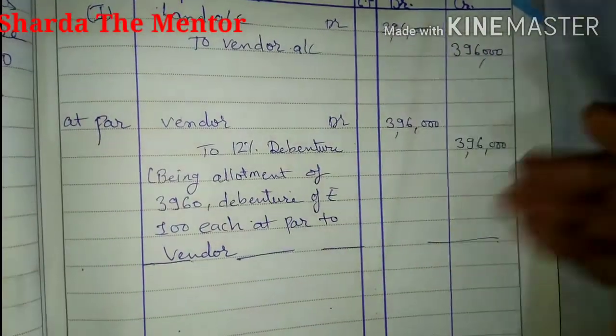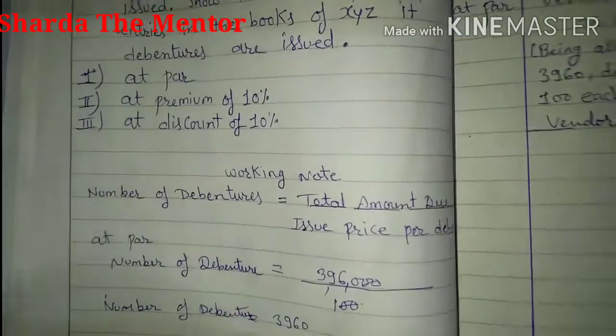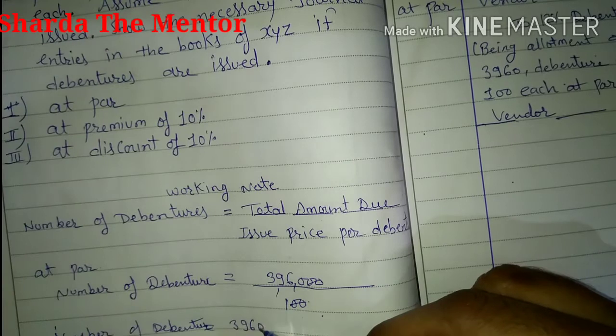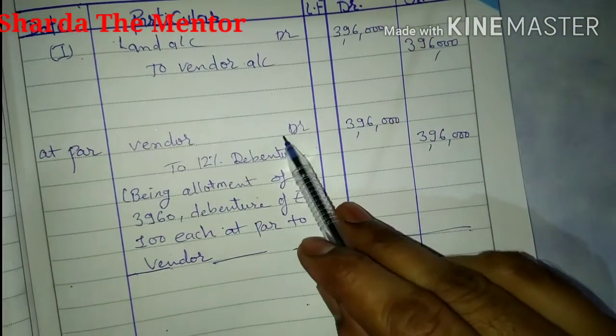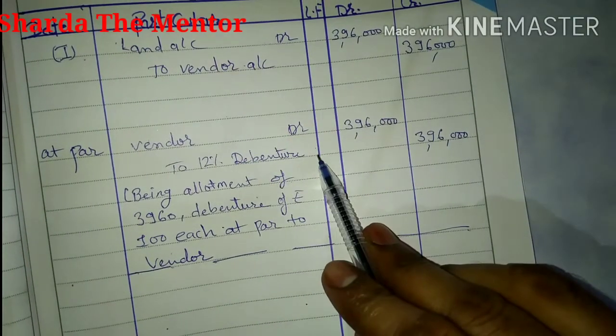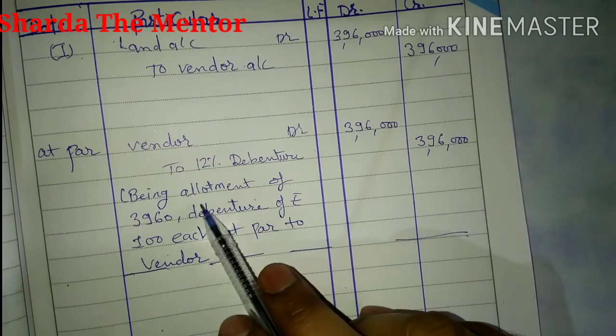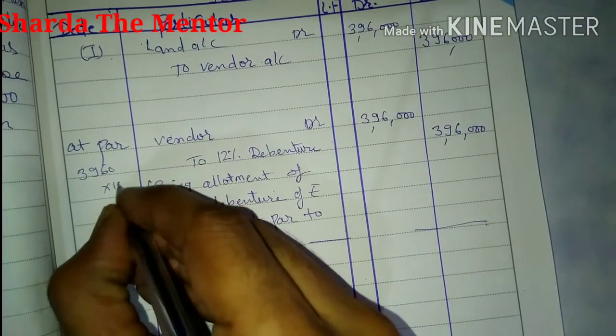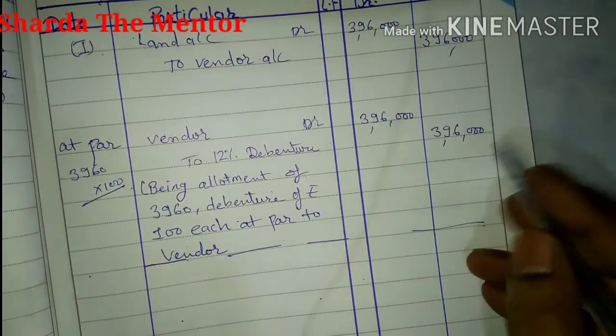Once again, whatever amount you have to pay, that is 3,96,000 divided by 100, so that is the number of debentures that we have issued. You have to pass an entry that you are transferring that debenture to the vendor, so vendor account debit to 12% debenture, and you will pass the entry that 3,960 debentures at 100 rupees each you have issued, so total 3,96,000 amount will be transferred.